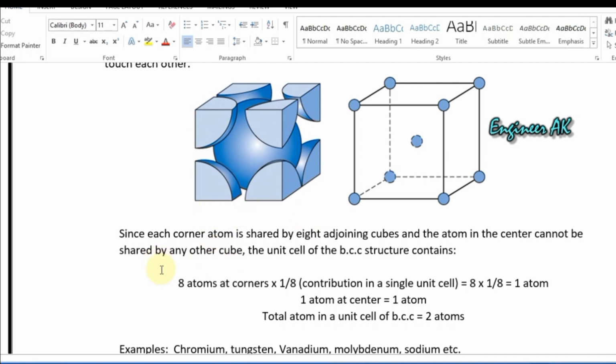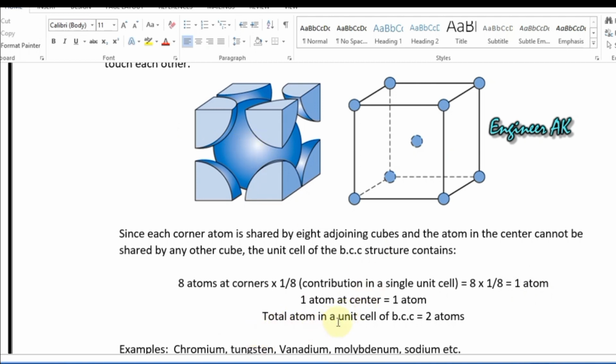BCC. So 8 atoms at the corners, we know that, and each atom contributes 1 over 8, right? 1 2 3 4 5 6 7 and 1 behind, 8 atoms, and each contributes 1 over 8. If we combine them, it will become 1 atom. So 8 atoms multiplied by 1 over 8 gives 1 atom at the corners, and we know 1 atom is there at the center.